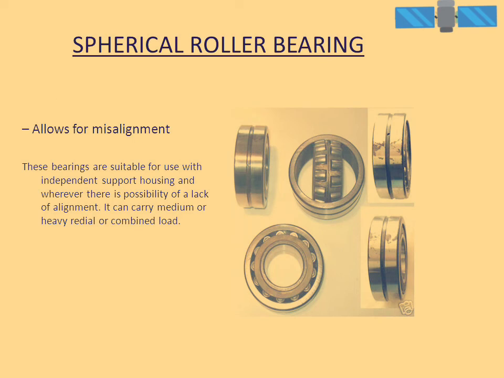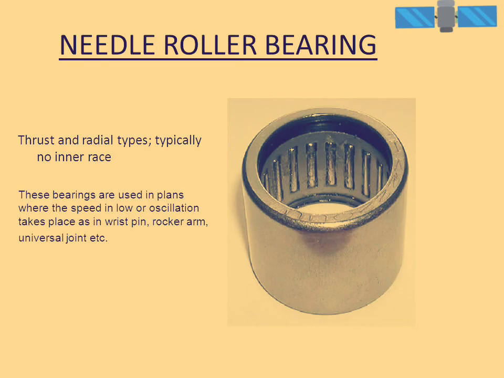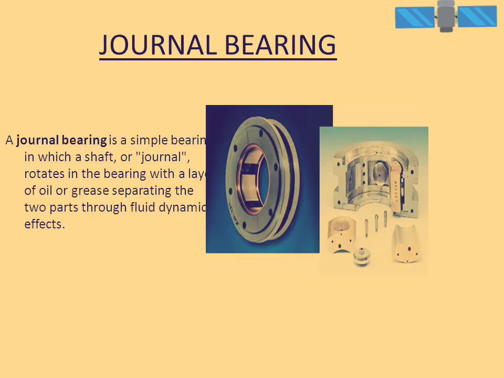These bearings are suitable for use with independent support housing and wherever there is possibility of a lack of alignment. It can carry medium or heavy radial or combined load. Needle roller bearing: thrust and radial types, typically no inner race. These bearings are used in places where the speed is low or oscillation takes place, as in wrist pin, rocker arm, universal joint, etc.